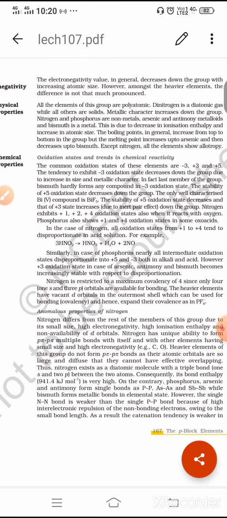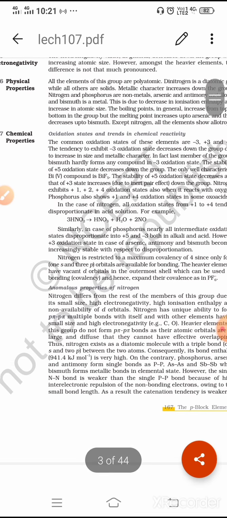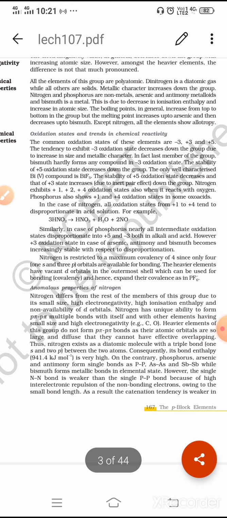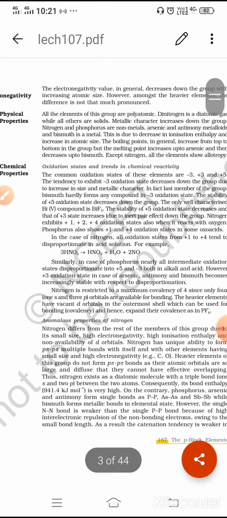In comparison to nitrogen and phosphorus, phosphorus has a better ability to show the property of catenation because of the stable phosphorus bond and higher bond dissociation enthalpy. As the nitrogen single bond is slightly unstable, its ability to show catenation is slightly lesser than phosphorus. Now coming to chemical properties.